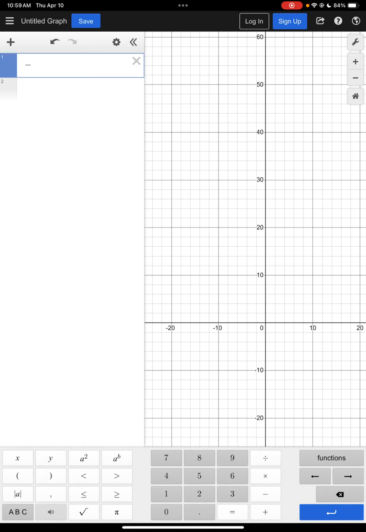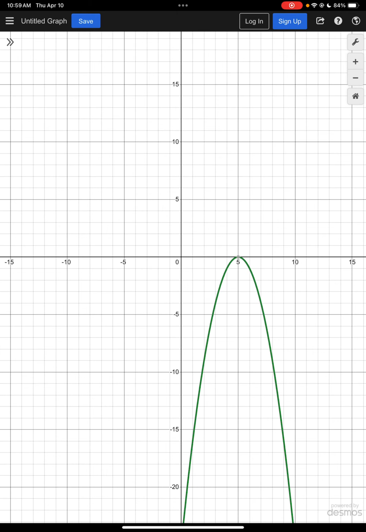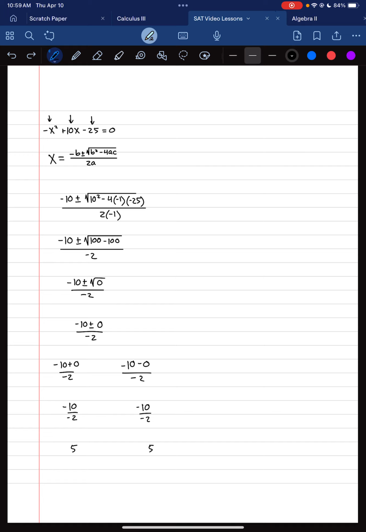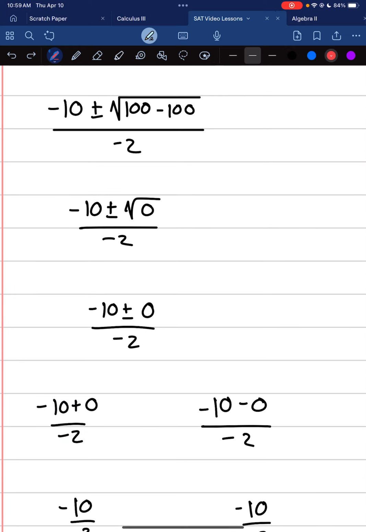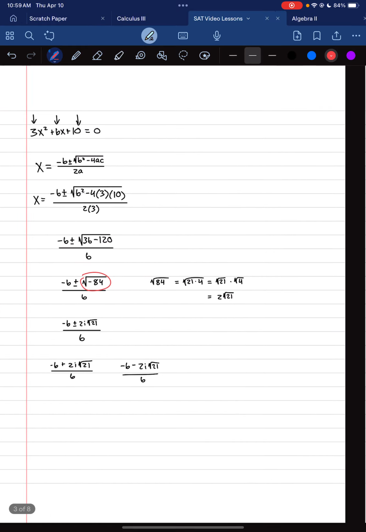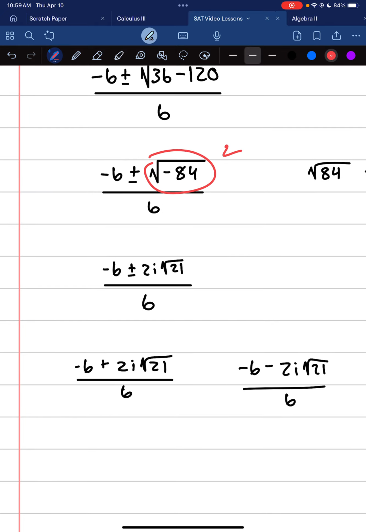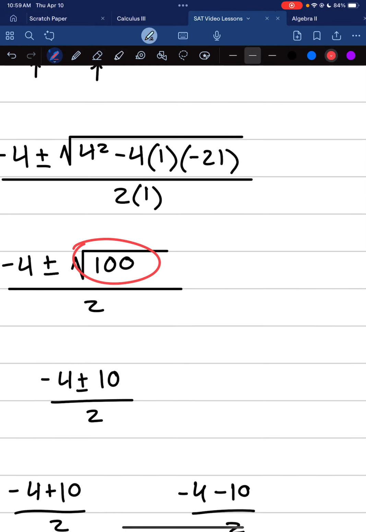We get -x squared plus 10x minus 25. And we can see that it only intersects the x-axis at one point, which is 5. And notice how we got one real solution when the number inside our radical was 0. We got no real solutions. We got two imaginary solutions when the number inside our radical was negative. And we got two real solutions when the number inside our radical was positive.